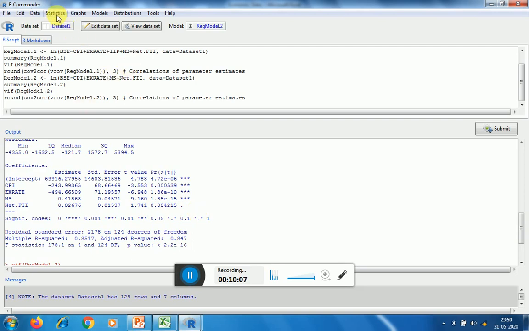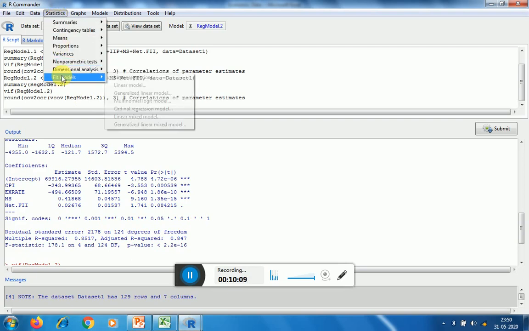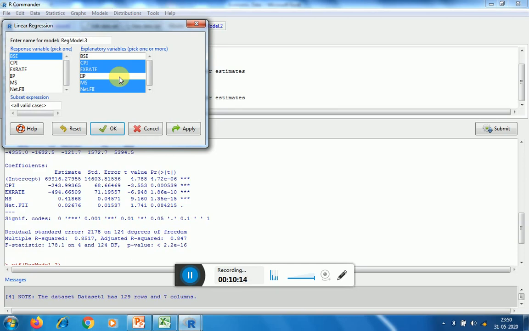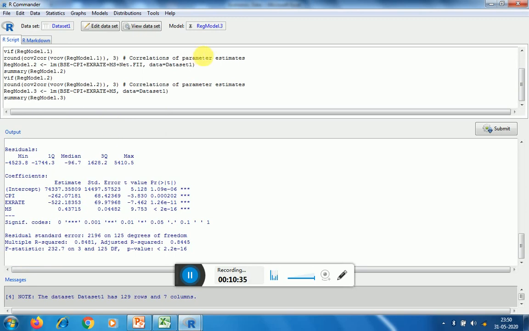So again click on the statistics, fit linear regression. Now we will select CPI, second is exchange rate, and now we are eliminating two variables, one is IIP and second is net FII. So we will go with only the three variables, that is CPI, exchange rate and money supply. Then OK. Now this is your regression model 3.